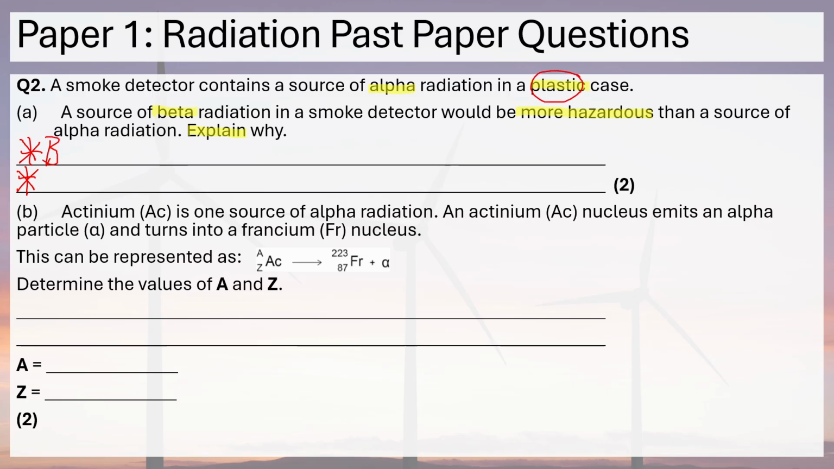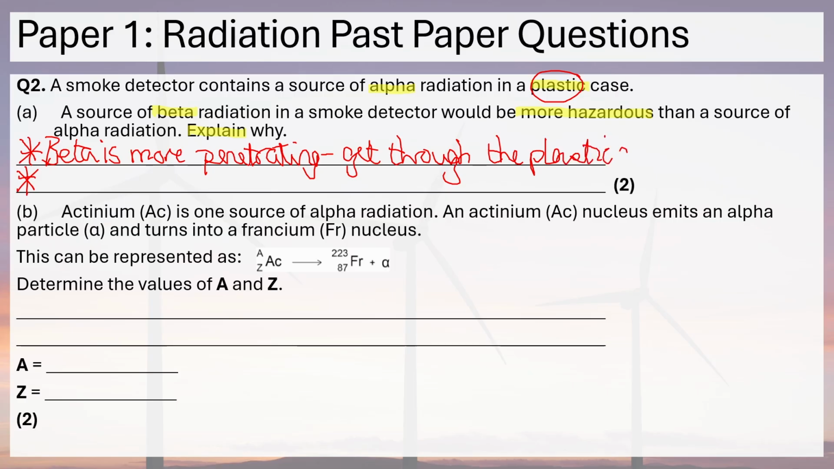So beta is more penetrating. And that means that it can get through the plastic case, which obviously alpha can't. Now, because of that, it could irradiate people in the building or the home, depending where the smoke alarm is. So that's why it makes it more hazardous.